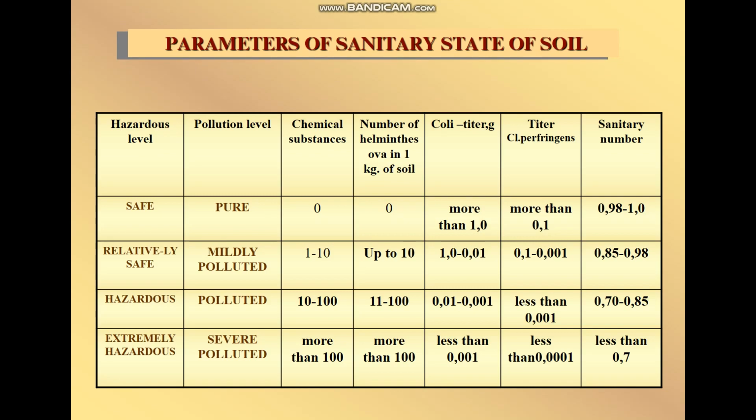Soil coli titer is the minimal amount of soil in grams in which one bacterium of the Colibacillus group is found. Soil anaerobic titer, the perfringens titer, is the minimal amount of soil in grams in which an anaerobic Clostridium is found. And soil microbial number is the number of microorganisms in 1 gram of soil that grow on 1.5% beef extract agar at a temperature of 37 degrees during 24 hours. Parameters of the sanitary state of soil are presented on this slide.